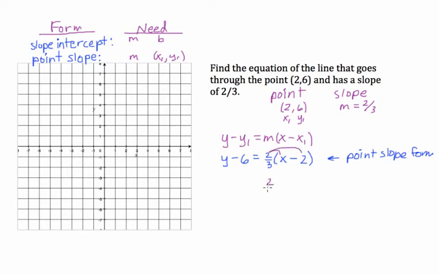So I get 2/3 x, and then 2/3 times 2, I'll make this into a fraction, multiply the tops, multiply the bottoms, so that's 4/3, is equal to y minus 6. Now I want to move that -6 over. So I'm going to add 6 to both sides.